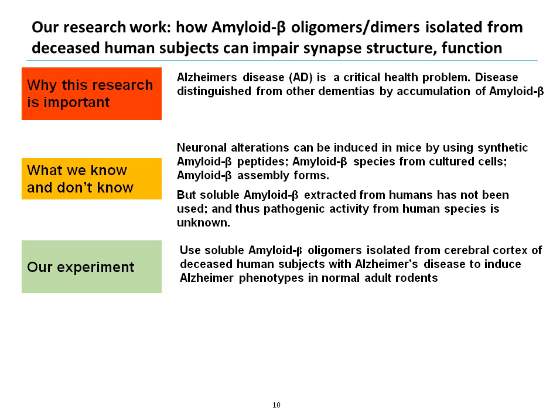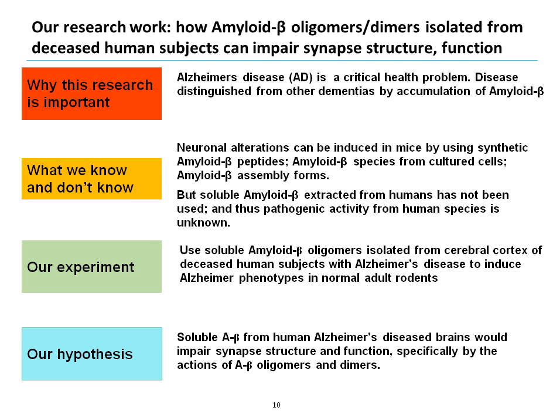So in our experiment, we decided to use soluble A-beta oligomers isolated from the cerebral cortex of deceased human subjects that had AD in order to induce the Alzheimer phenotypes in normal adult rodents. And our hypothesis is as follows. We think that soluble A-beta from human Alzheimer's disease brains would impair synaptic function and structure. And we believe that it would do so specifically by the actions of the A-beta oligomers and dimers.